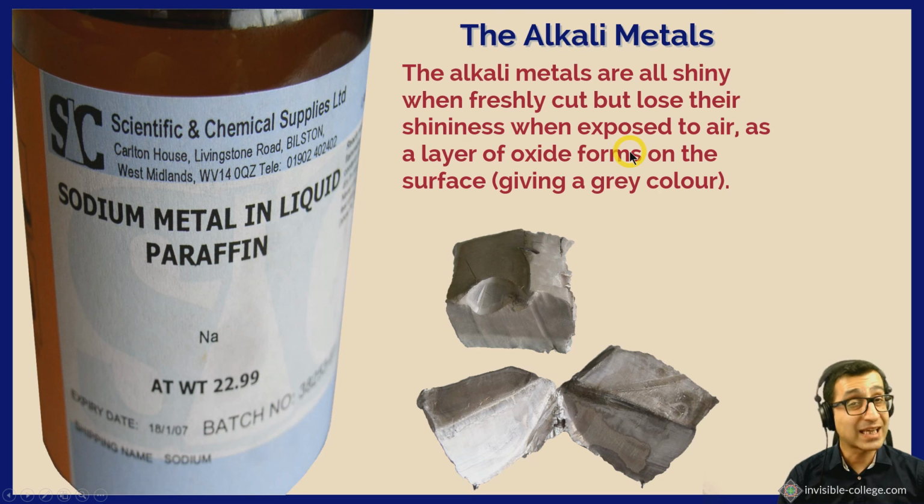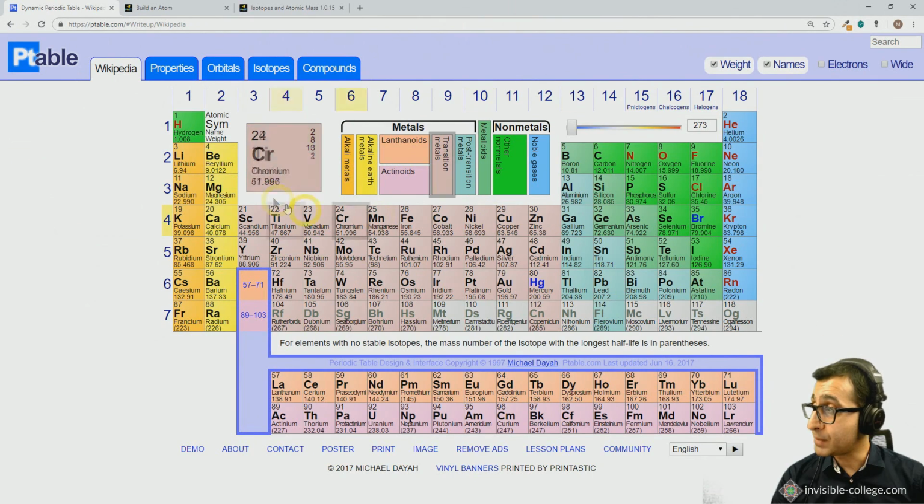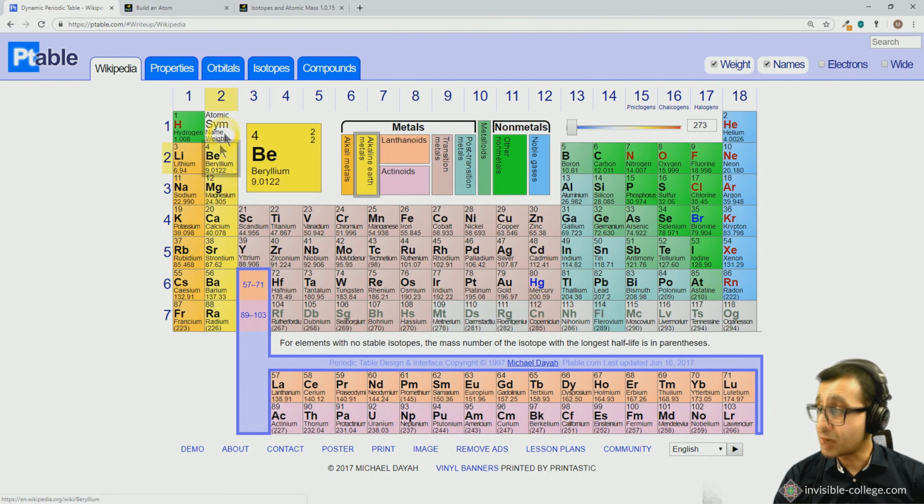It's because the metallic bonding is relatively weak, because the electrostatic forces between the positive ions and the negatively charged electrons are relatively weak, because each positive ion only has a single positive charge. If we take, in contrast to that, the Group 2 elements, the Group 2 elements typically are harder metals than these Group 1 elements. They're still somewhat soft, but they are definitely harder than the Group 1 elements.